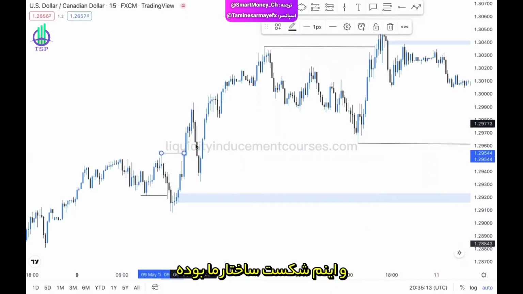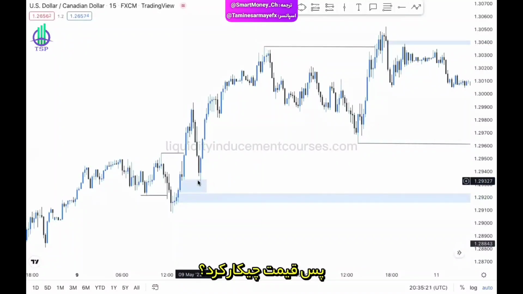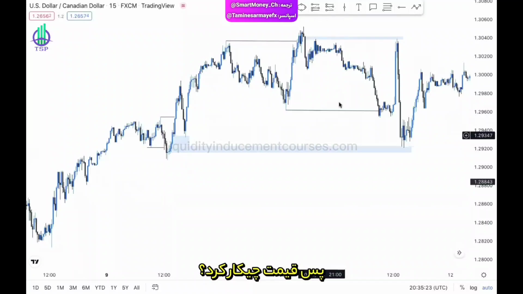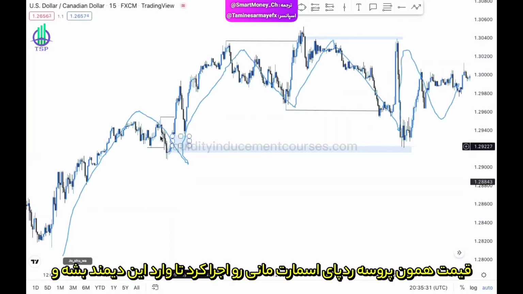And then price failed to mitigate the break of structure, failed to mitigate the RTO, right? So creating this imbalance here, right? Okay. So what did price do? Price used the same process, the same smart money footprint to come back into here to complete a smart money.